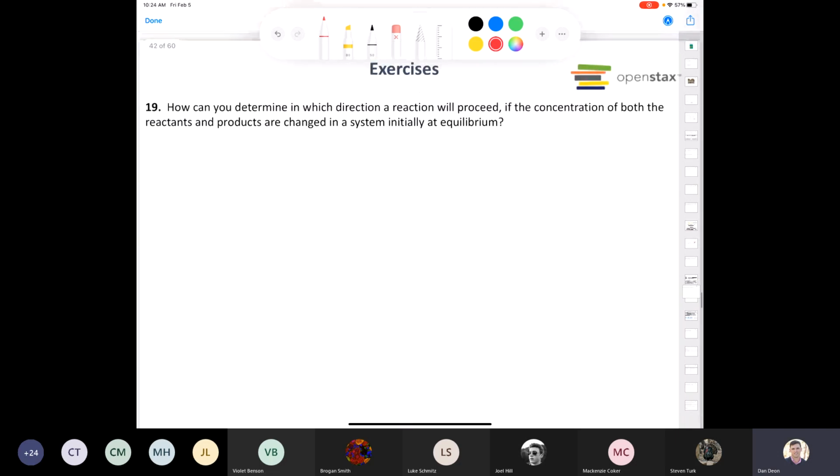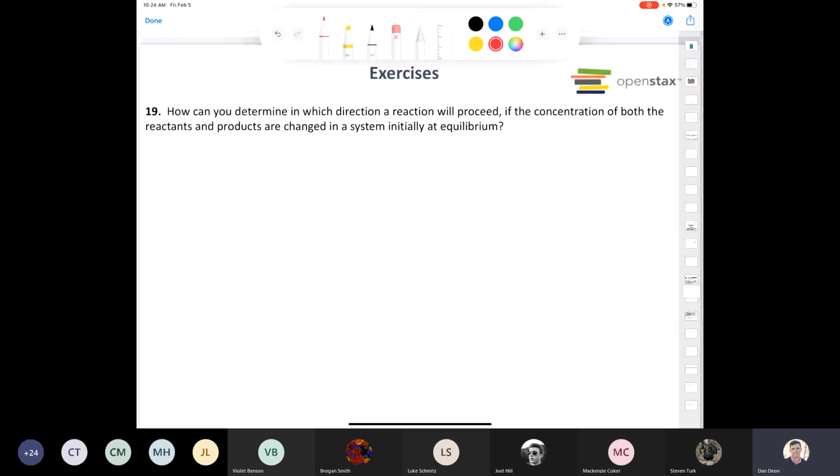This is question 19. It says, how can you determine in which direction a reaction is going to proceed if the concentration of both the reactants and products are changed in a system initially at equilibrium? Let's just make this really simple. I would calculate Q, the reaction quotient, and compare with K. And we've been doing that since the last lecture, right? We looked at all kinds of examples where we compared a Q and a K, didn't we? Did that many times in the class already.